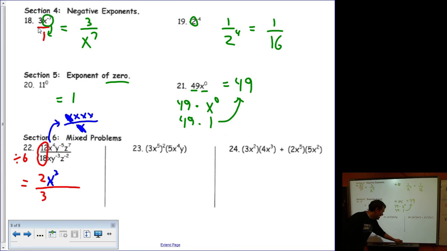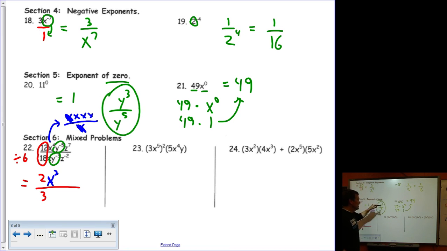Next up is the y's. The y's are tricky because the y's have a -5 on top and a -3 on the bottom. Because each one has a negative exponent, that means you need to take the reciprocal or switch places in the fraction. So the ones that are on top go to the bottom, and the ones that are on the bottom go to the top.